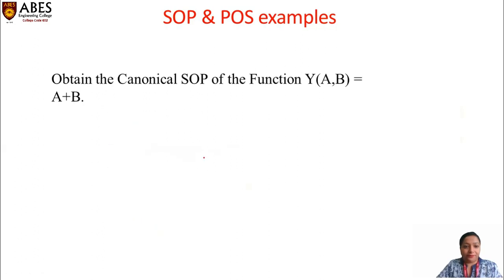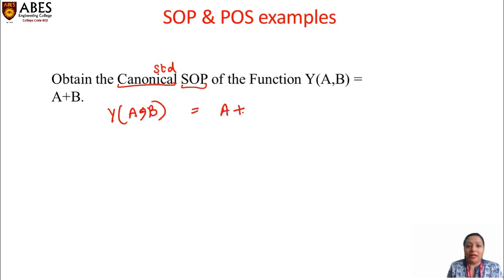Next example. Obtain the canonical sum of product of the function y of a, b, that is a plus b. So y has been given as a function with two literals a and b. Now what is the canonical sum of product? Canonical, actually we already know that in Boolean expressions we have two types of canonical forms, that is sum of product and product of sum, or we can say standard SOP or standard POS. So now y of a, b is equal to a plus b.